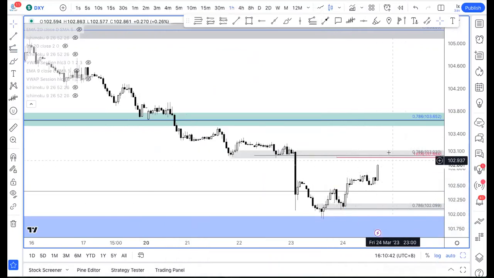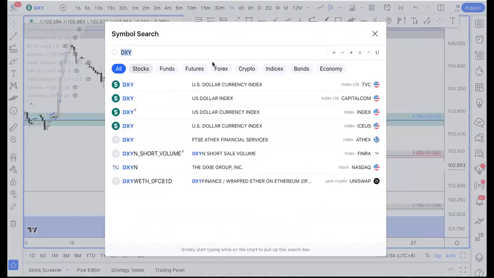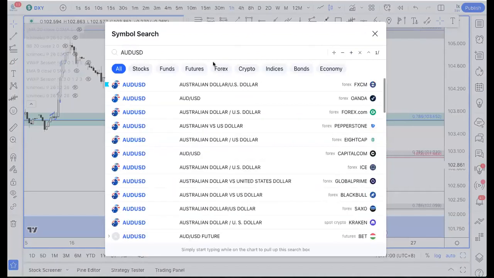This area lines up with the zone that we have. You can see that the dollar index is pushing up very strongly, which means that we will be seeing quite a big movement down for the other setups. So let's take a look at the rest of the setups. The next setup that I want to show you would be on Aussie dollar.